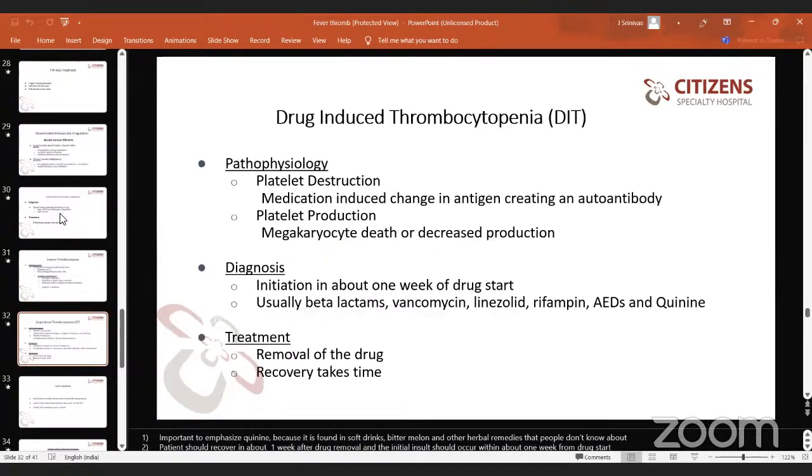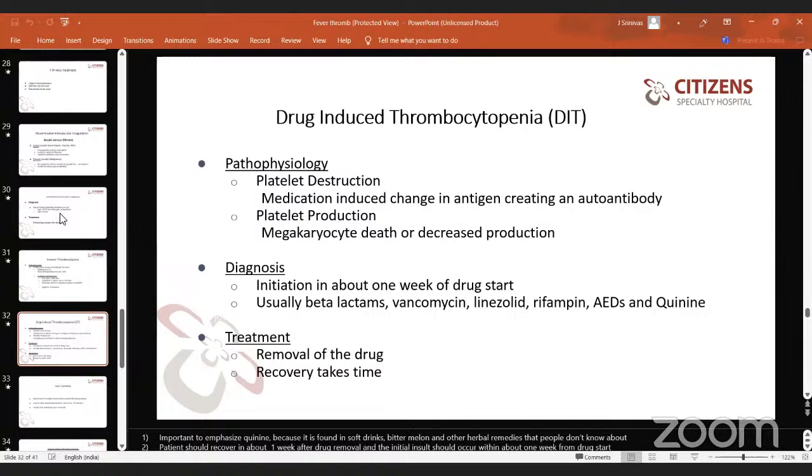And drug-induced thrombocytopenia: platelet destruction, medication-induced changes in antigen creating an autoantibody, or decreased platelet production from megakaryocyte death. Initially it takes about 1 week of a drug to start, usually beta-lactam in the first week. Usually beta-lactams, vancomycin, linezolid, rifampicin, anti-epileptic drugs, and quinine.